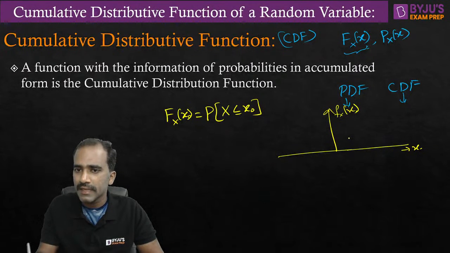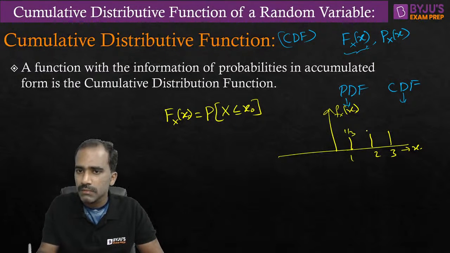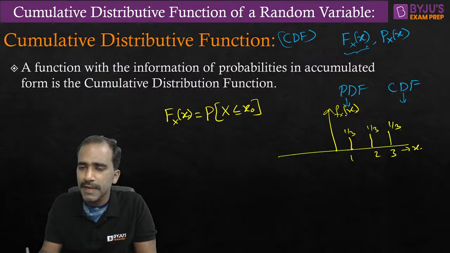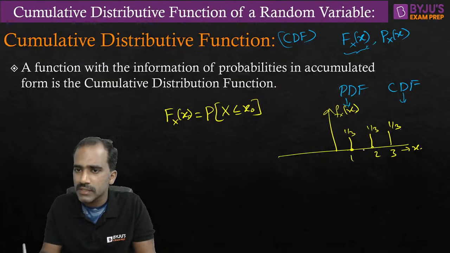For example, I'll take some discrete PDF just for explanation. At 1, 2, 3, the height is 1 by 3, 1 by 3, 1 by 3, a simple example I'm taking. So this PDF for a discrete random variable is indicating the probabilities at those points. At 1, whatever value it is indicating is the probability at 1. Here, that value is the probability at x equal to 2. This value is the probability at x equal to 3.